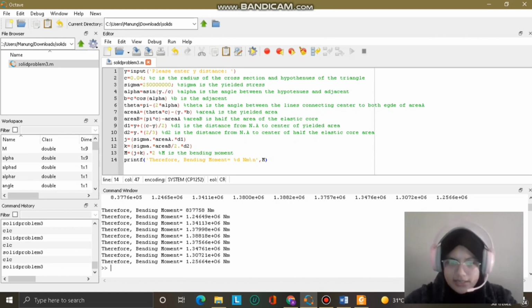This list here shows that from 40mm decreasing to 35, decreasing to 30, and so on. For 40mm, my bending moment will be 837,758 Newton meter, and when it decreases to 35mm, a decrement of 5mm, I'll get my bending moment 1.24649 times 10 to the power of 6 Newton meter, and so on. The list continues until y equals 0, and the bending moment is this one. So it's very easy. That's how I find my bending moment, by inserting the y distance in the code in the command window.